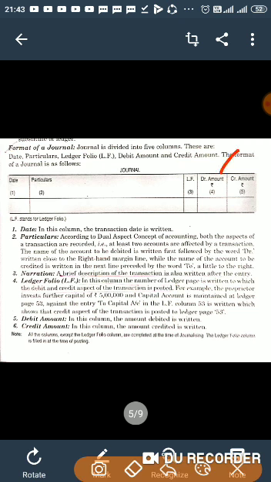Dr is an abbreviation of debit and Cr is an abbreviation of credit. So in the debit amount column we will write the debit amount, and in the credit amount column we will write the credit amount. You can see, you go through.